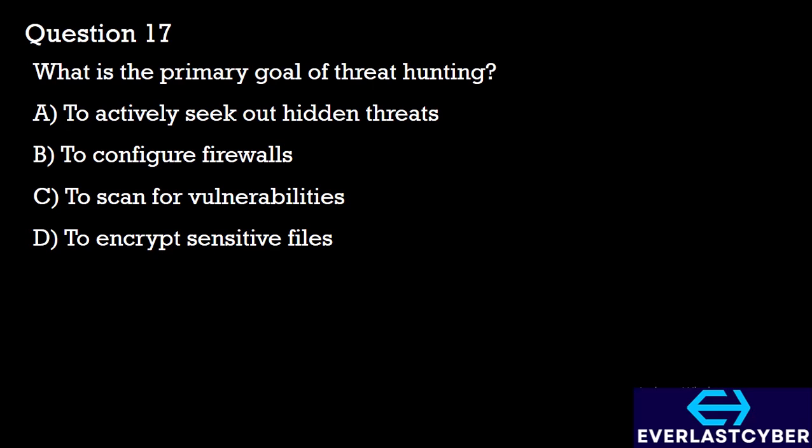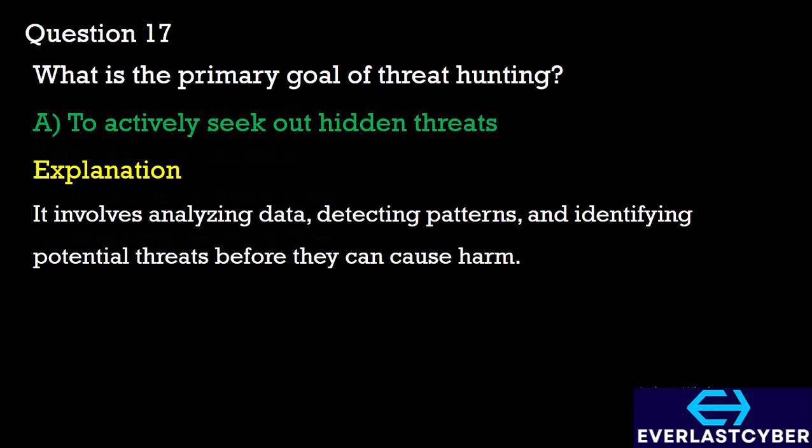In option D, encryption protects data confidentiality. However, threat hunting is concerned with detecting threats rather than securing data. So out of these options, the primary goal of threat hunting is option A, to actively seek out hidden threats before they can cause harm.